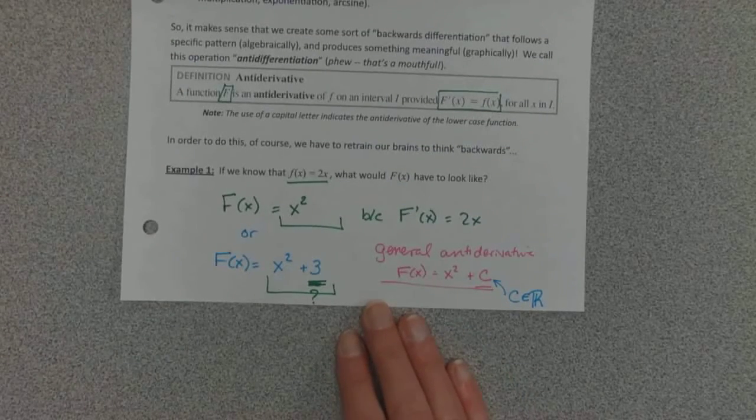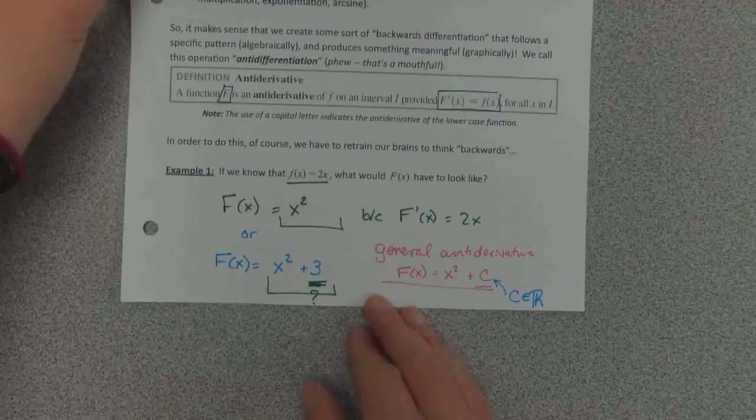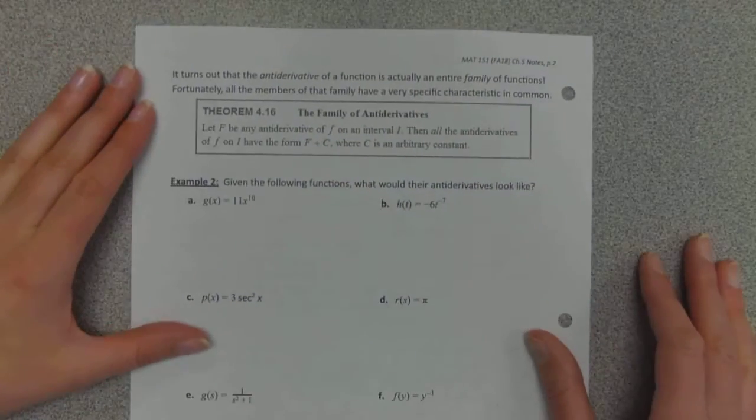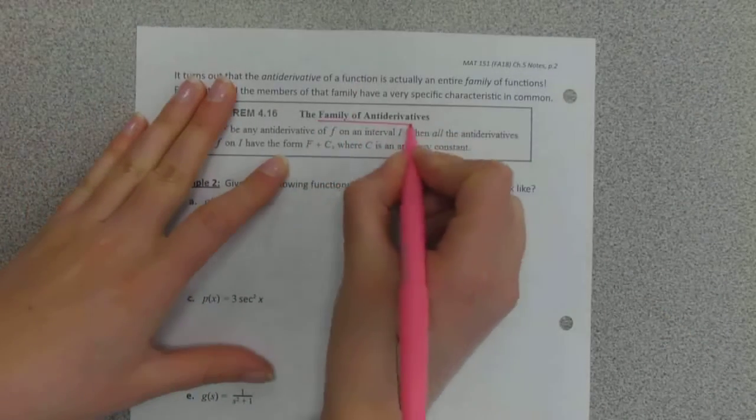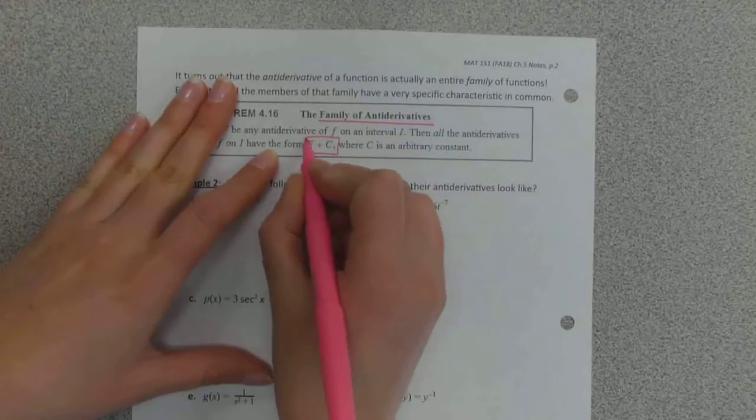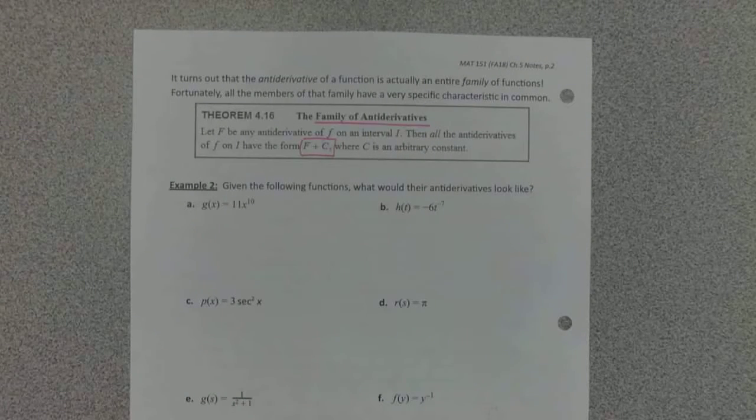All right, so that brings us to the next page in the back here. That family of antiderivatives, that's what we're talking about for that general function. We're always going to have a family of antiderivatives, so we're always going to have a plus c at the end of our antiderivatives because there's not one answer to these. There's a family of answers. So always add a plus c to the end of your antiderivative.